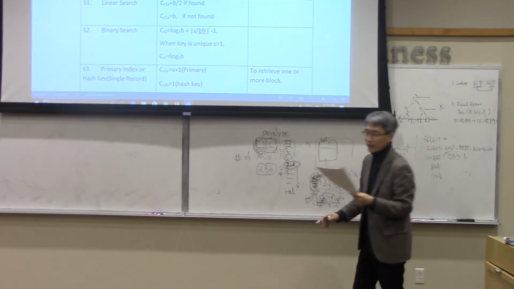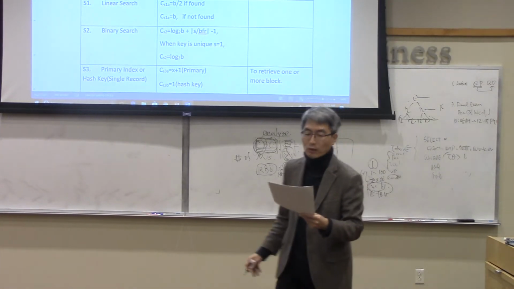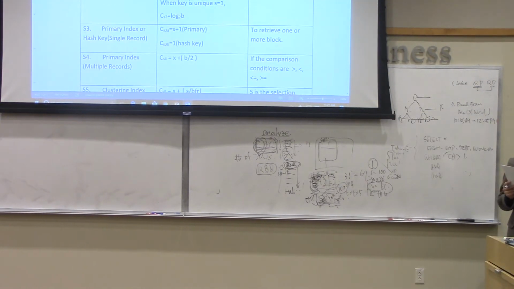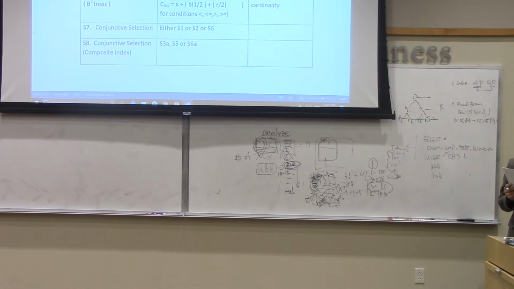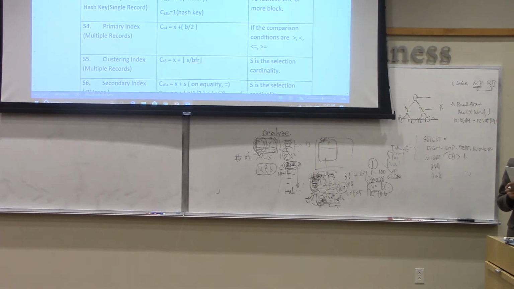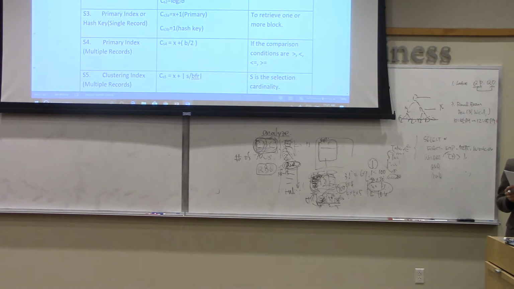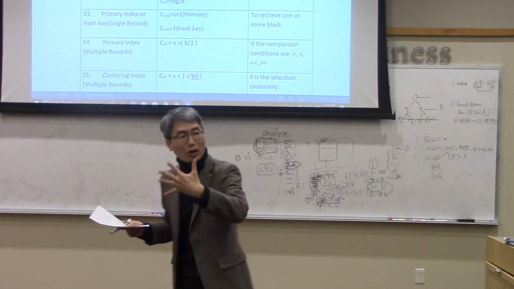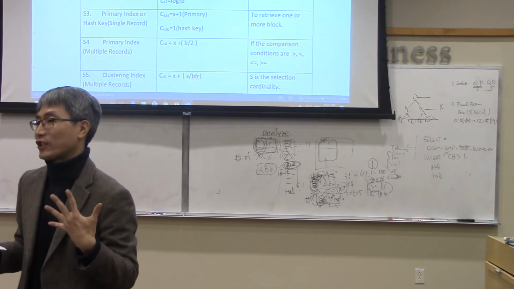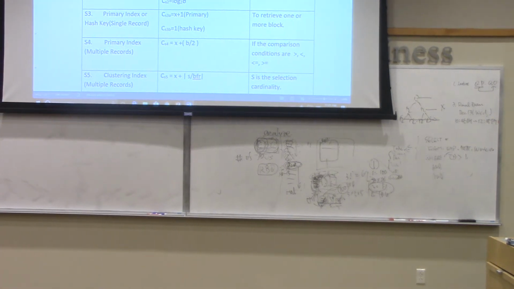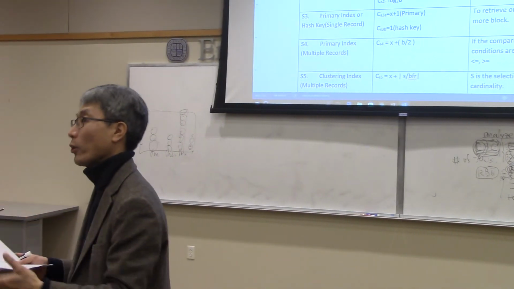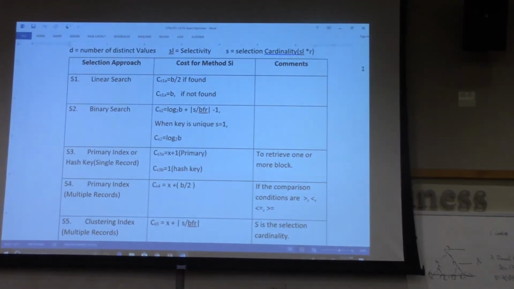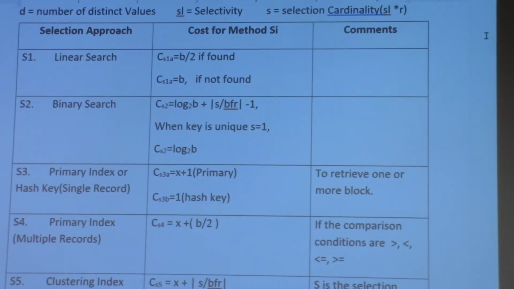Then we are ready. First, why don't you take a look at column 1? You can see S1, S2, S3, S4, S5, 6, 7, 8. There are a lot, actually more than that. We will see how many different types of accessing the table first, then we will calculate the cost. The first one, linear search, is a brute force way. Read each and every data.